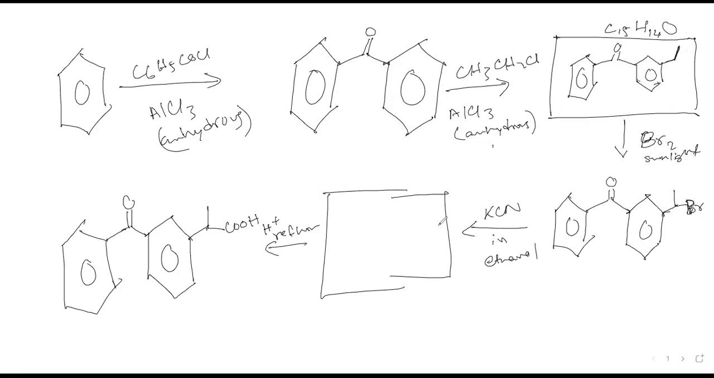Now this is our free radical substitution. Now in the next reaction, what is happening? KCN in ethanol. That means nucleophilic substitution is taking place, which is going to substitute this Br. This is the characteristic reaction for our halogenoalkane. So this is going to be CN.